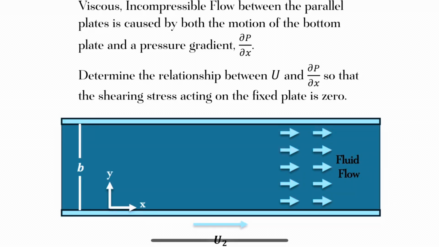What up, guys? Another Navier Stokes problem. This one's for a viscous incompressible flow between two parallel plates. The motion of the bottom plate and the pressure gradient are causing that fluid to move. All we need to do is determine the relationship between U and delta P over delta X. So we'll need to find the velocity profile, hence the problem, Navier Stokes. But it's not that bad. Let's go ahead and get started.